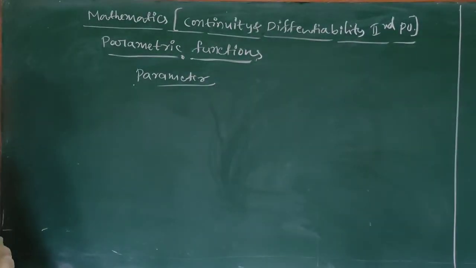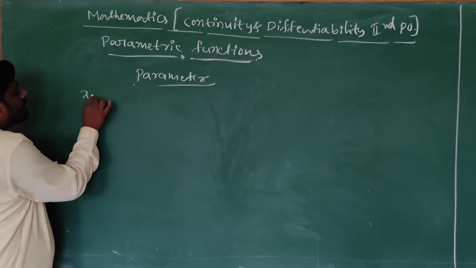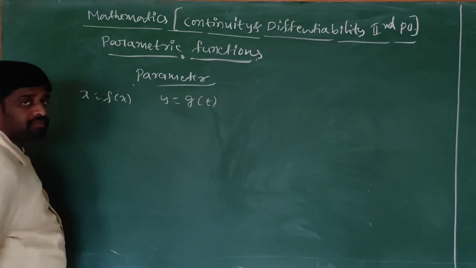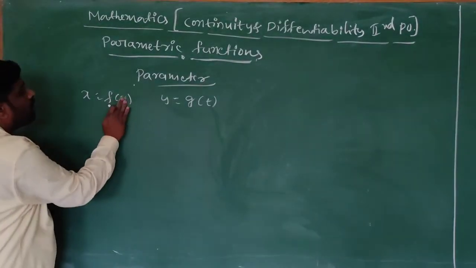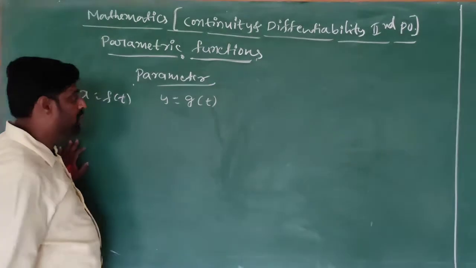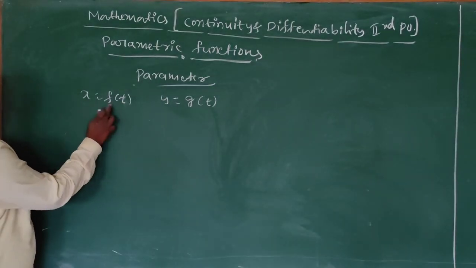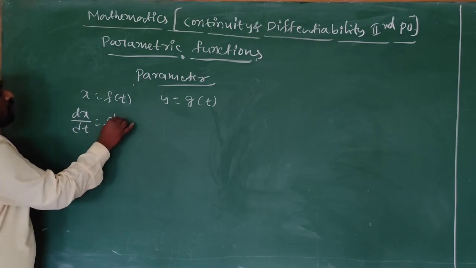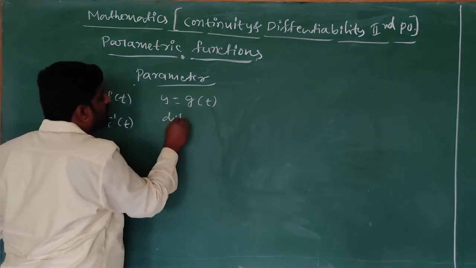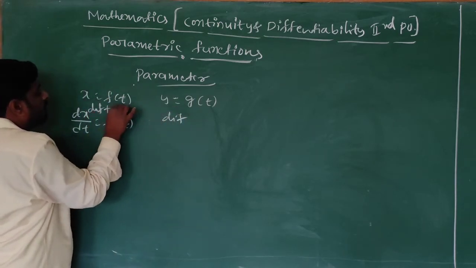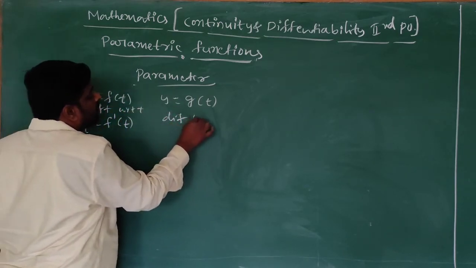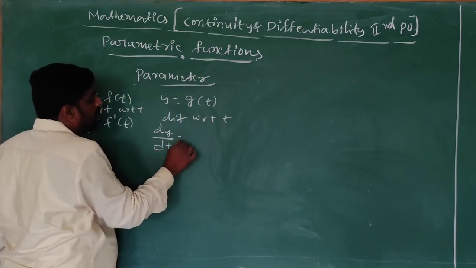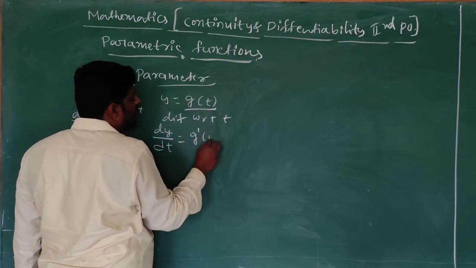So that relation is expressed as x is equal to f of t, y is equal to g of t. Now differentiate with respect to t. So dx by dt is equal to f dash of t. And differentiating y with respect to t, dy by dt is g dash of t.